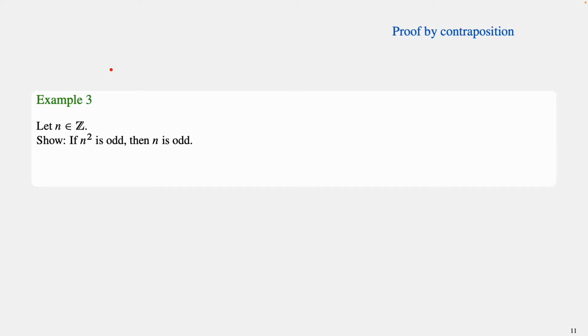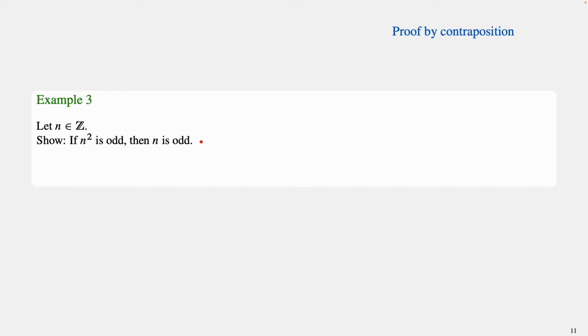Let's look at an example. Again, we have an example involving odd numbers. So here we want to show for an integer n, if n square is odd, then n must be odd. Now note that this is the converse statement of our first example. In the first example we proved that if n is an odd integer, then its square is also odd, and here we go the other way. We assume the square is odd, and then the original number n must have been odd already.